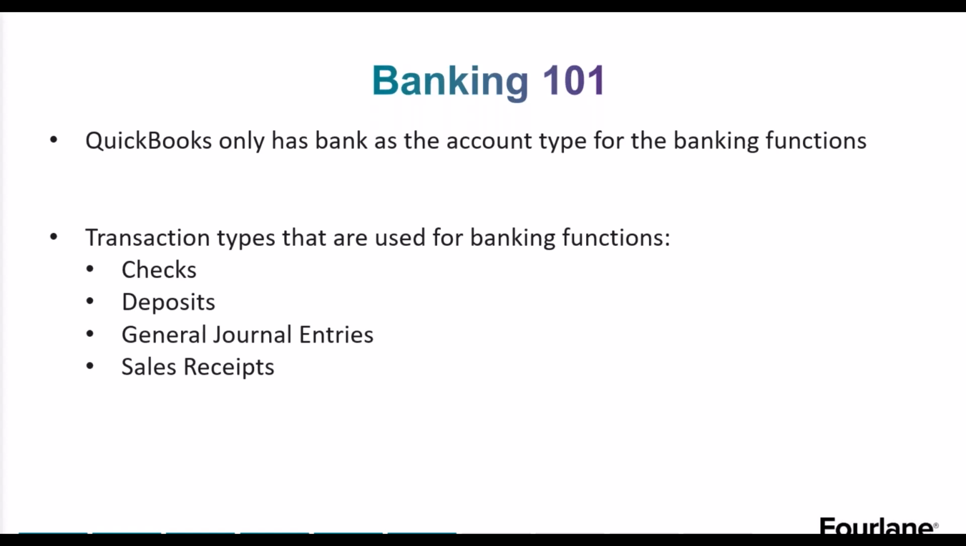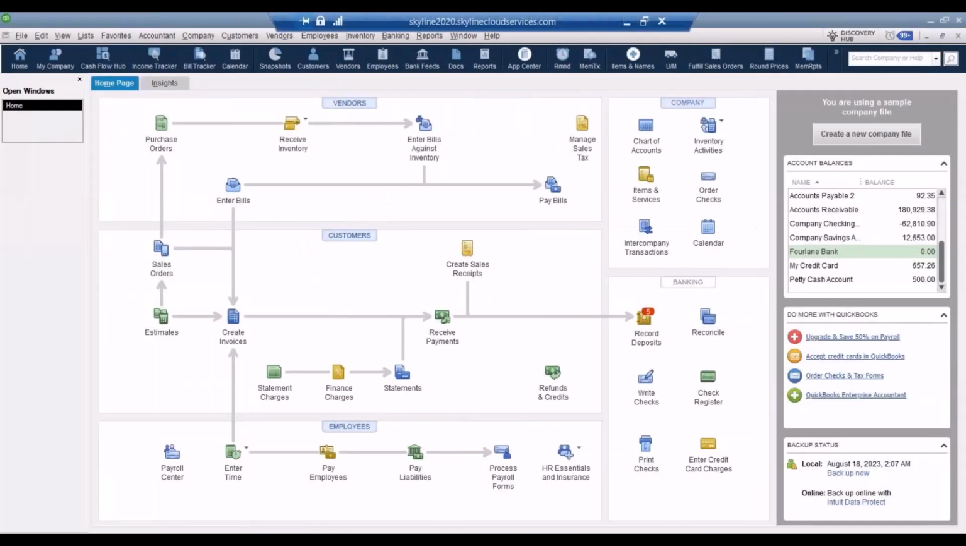When we talk about the types of transactions related to our banking functions, the four main types that you'll see are checks, deposits, general journal entries, and sales receipts. Now that we've identified what those transaction types are, we can look at how that entry happens inside of a QuickBooks file.